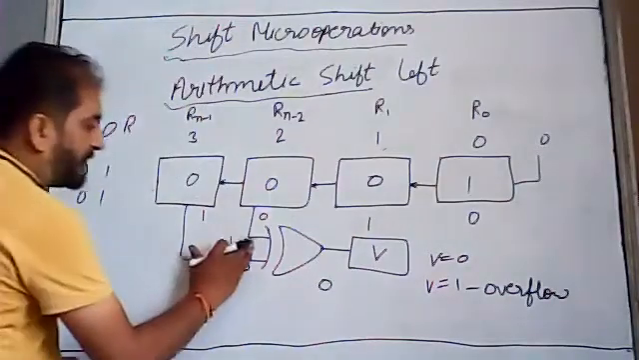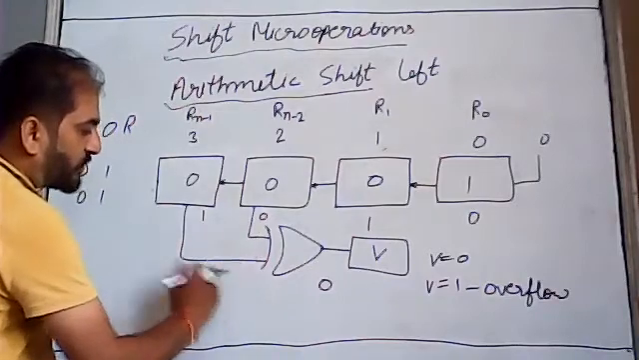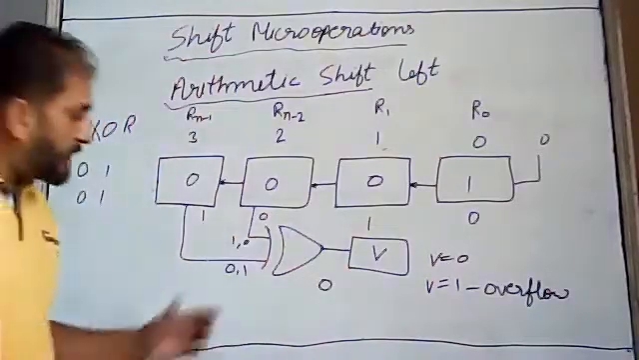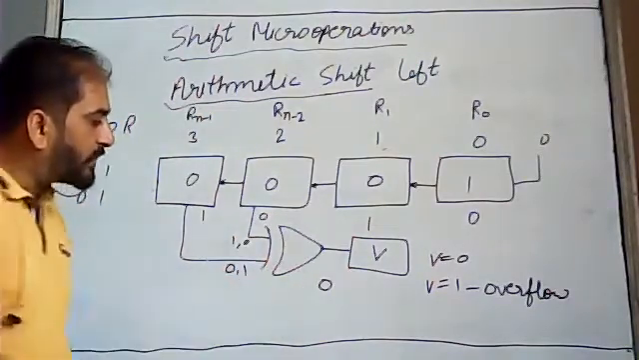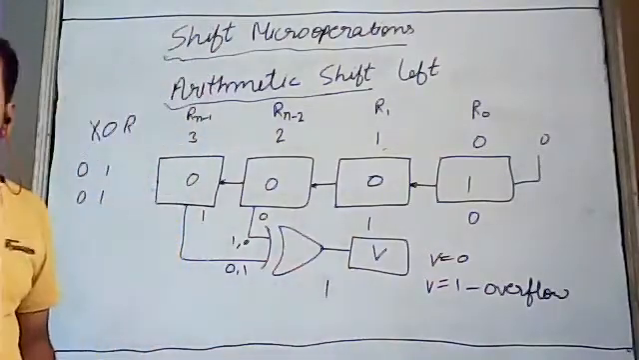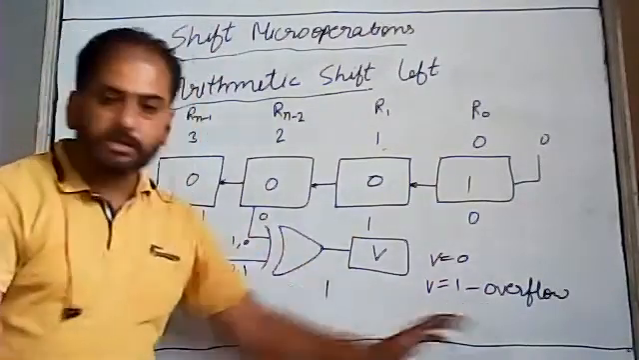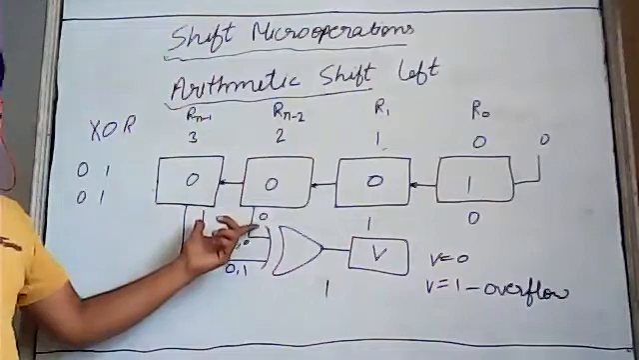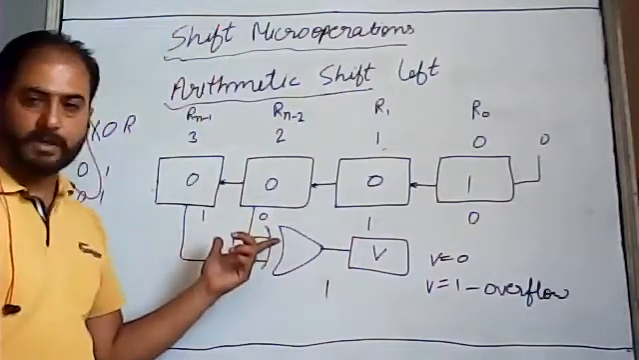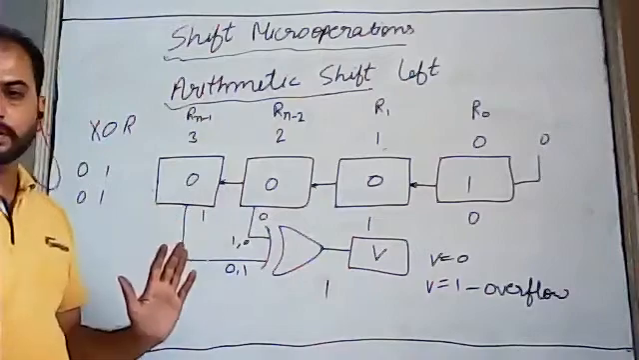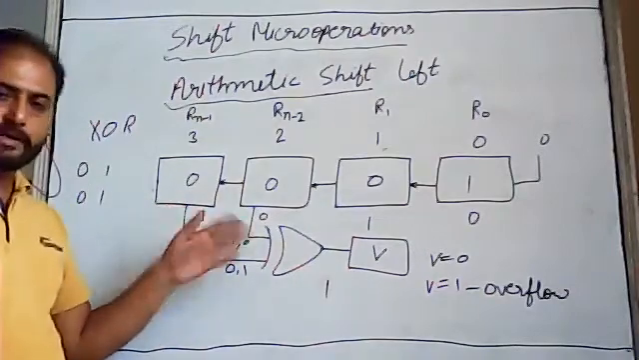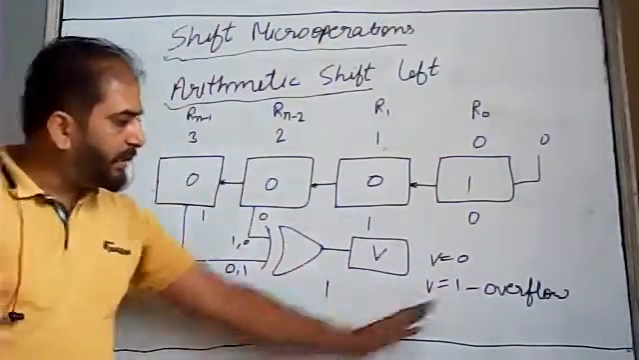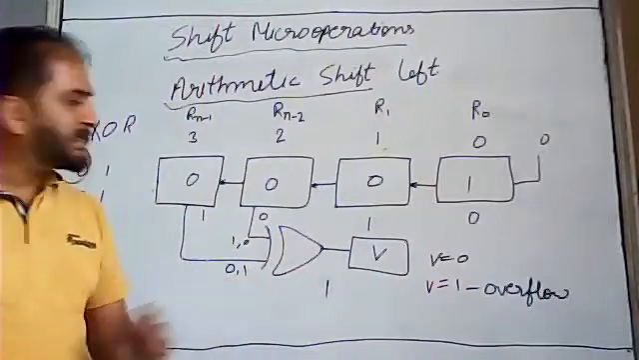If the input to the XOR gate is 1, 0 or 0, 1, then the output of the XOR gate is true, meaning 1. If V is equal to 1, this means there is overflow. Overflow means the last two bits are not the same: one bit is 0 and the other bit is 1. So when V is equal to 1, we need a sign reversal.